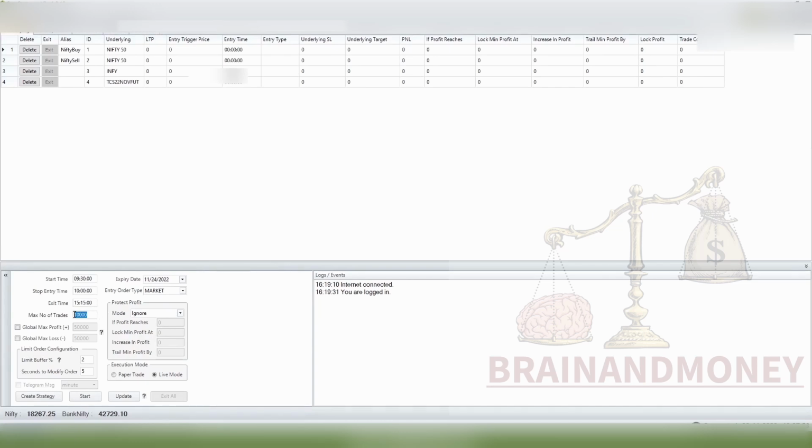This is the maximum number of trades for all the stocks or indices you have added. So let's say if you have added 5 stocks and you want to limit the maximum number of trades to 3, you can enter 3 over here. So out of 5 stocks, whichever 3 come first it will take, and others it will ignore. This is global max profit and max loss. So let's say for all the stocks that you have added, anytime if your MTM reaches say 3000 or your max loss reaches 1500, you want to exit the position, you can set it.